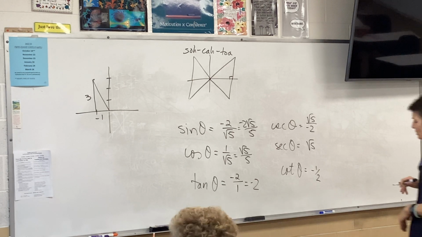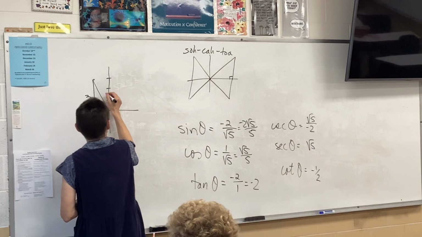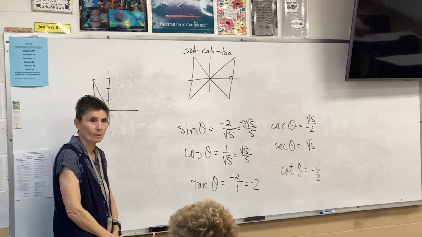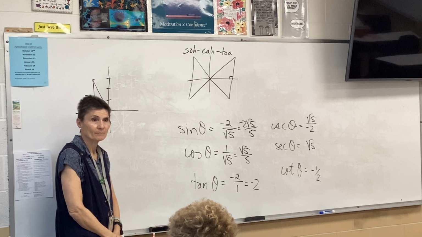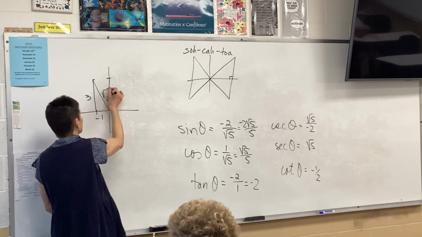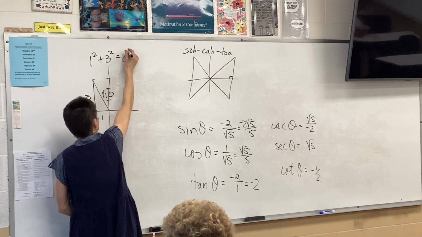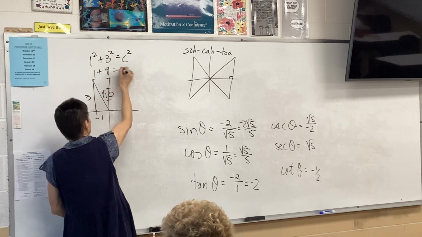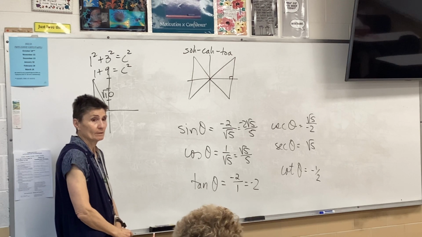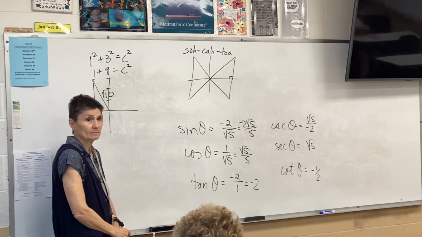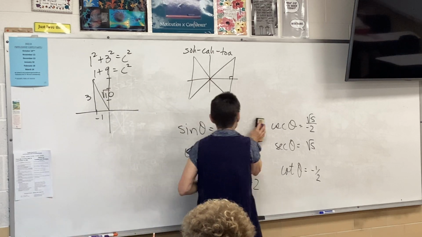All right, what'd you get for your hypotenuse? No one got it? Square root of 10. Yes, square root of 10. Guys, how can we not get that? 1 squared plus 3 squared equals c squared. 1 plus 9. That's the square root of 10. Right? So here we go. Now I'm ready to fill in everything.